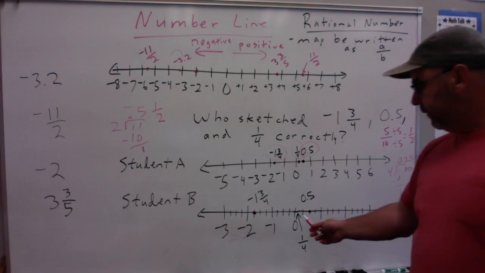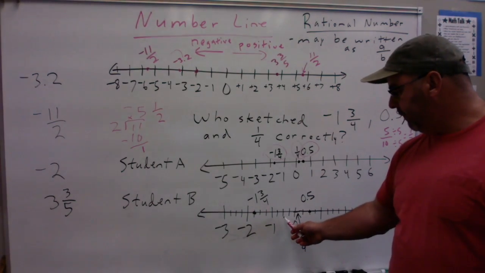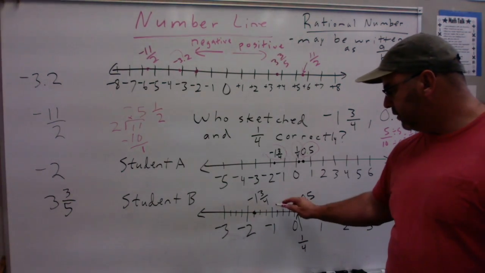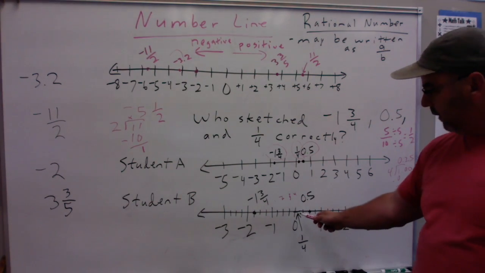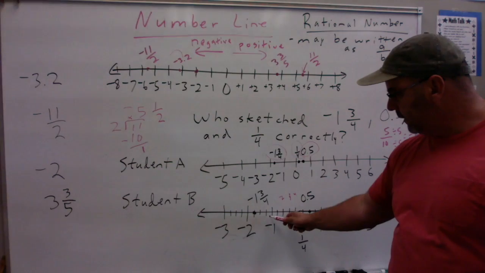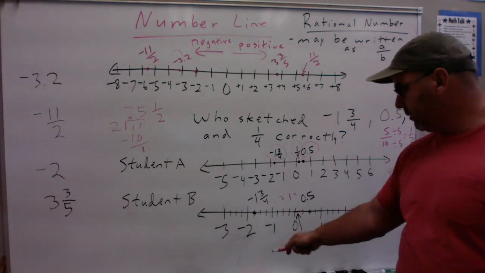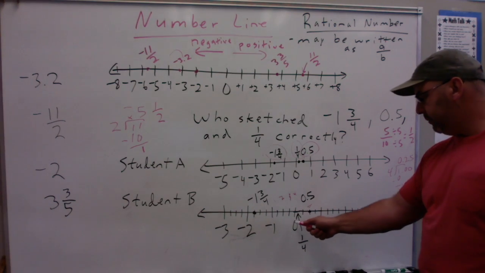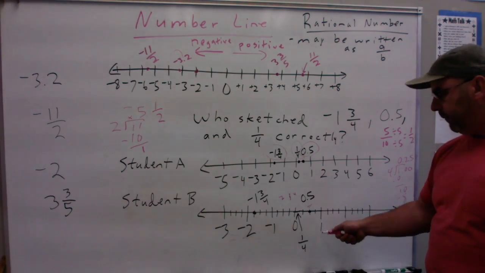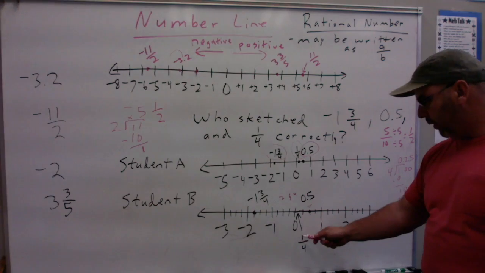So let's just quickly look at this guy. He divvied it up by fourths. Okay, so 4 parts to each one of these. 1, 2, 3, 4. So let's see a negative 1 and 3/4. 1, 2, 3. That looks right. What about 0.5? Right about here. Is that halfway between 0 and 1? Yep. And what about 1/4?